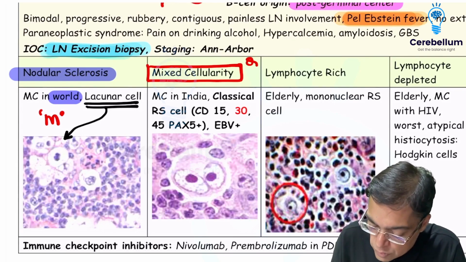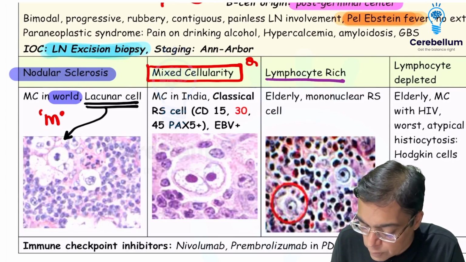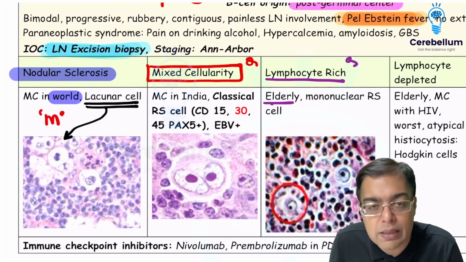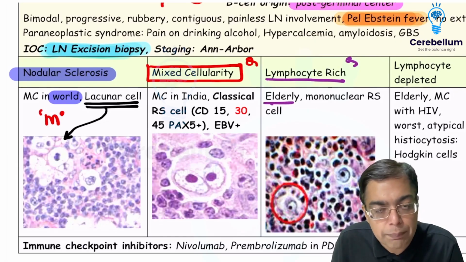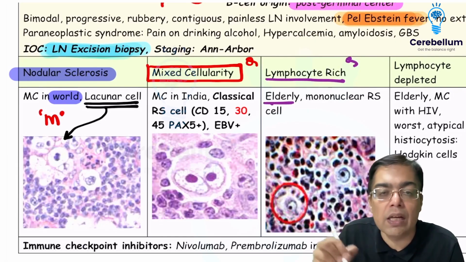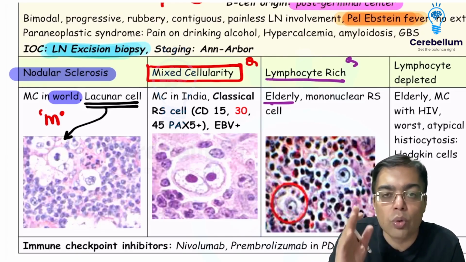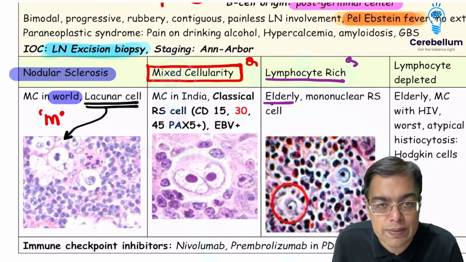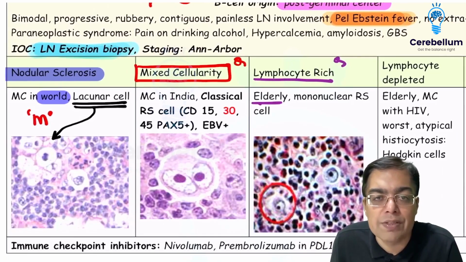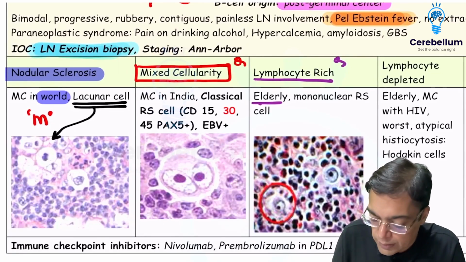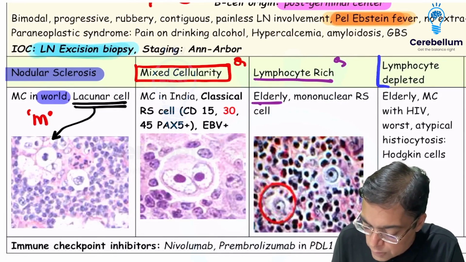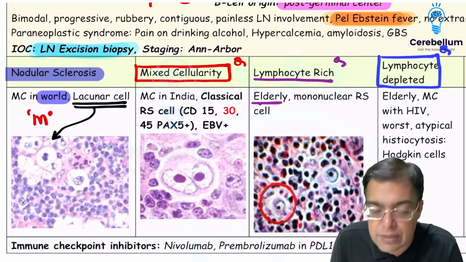Whenever we are making a mention of lymphocyte-rich subtype of Hodgkin lymphoma, it is more commonly seen in elderly people, and it is characterized by the presence of single nucleus Reed-Sternberg cells, mononuclear Reed-Sternberg cells. Finally, in a patient having a history of HIV infection, there is going to be a presence of a variant of Hodgkin's lymphoma, which is given the name of lymphocyte-depleted Hodgkin's lymphoma.